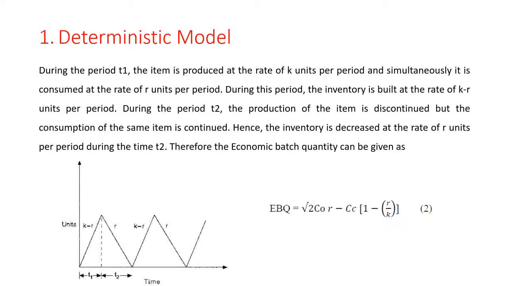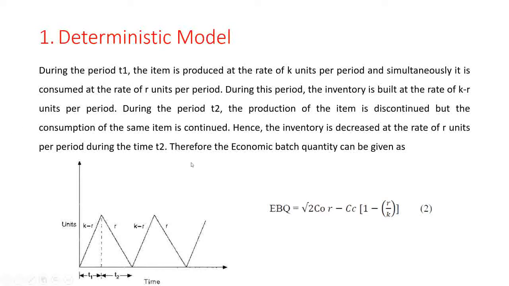So the economic batch quantity can be given as EBQ. EBQ, economic batch quantity, is equal to the root of 2 CO R divided by CC, into (1 minus R divided by K). Here CO is the cost per setup, R is the annual demand in units, CC is the carrying cost per unit per year, and K is the production rate of the item. So here we get equation number 2.